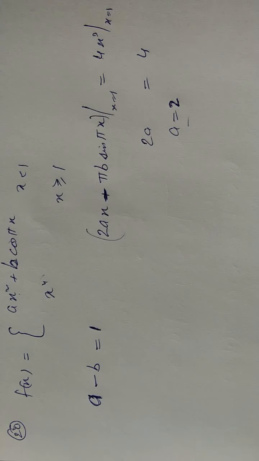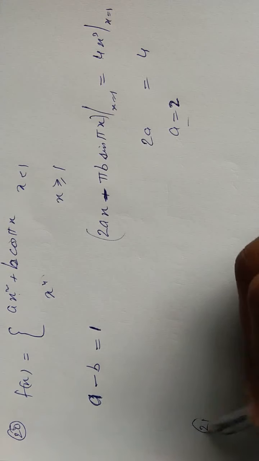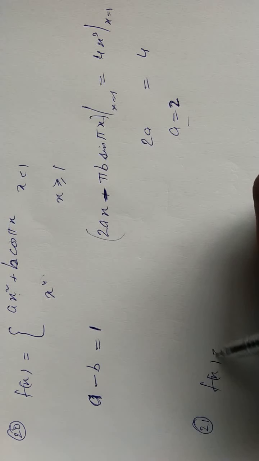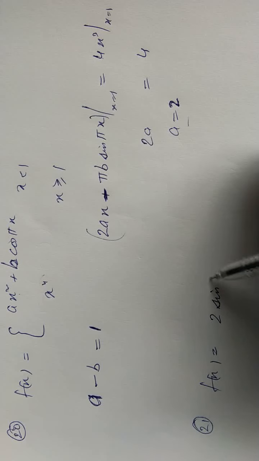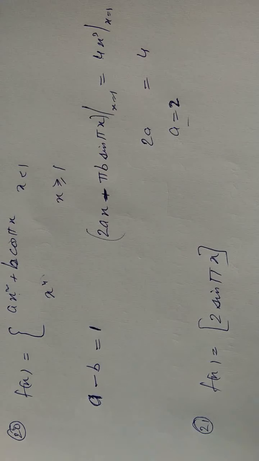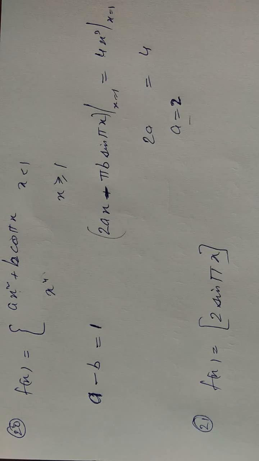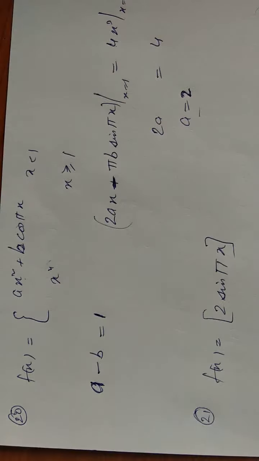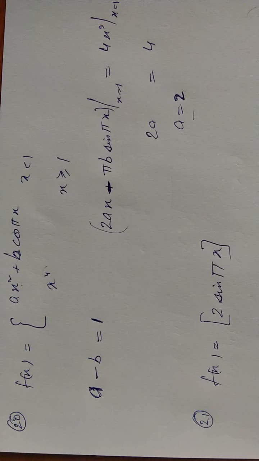Okay, moving on to the next question, question number 21. The number of points at which f(x) = |2 sin πx| is not differentiable in [-1, 1] is.